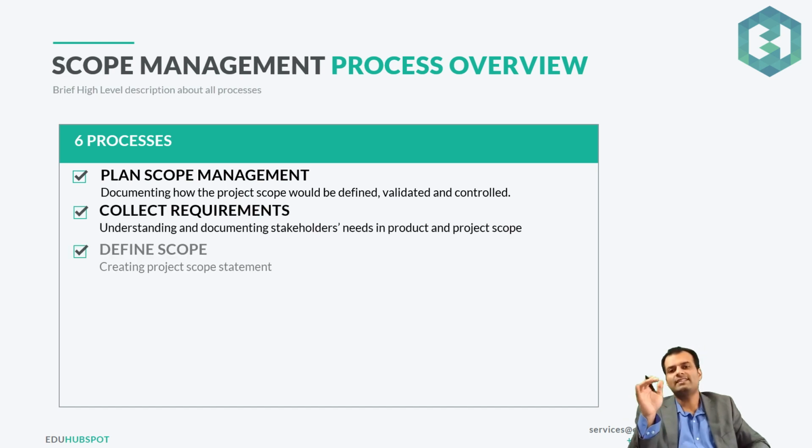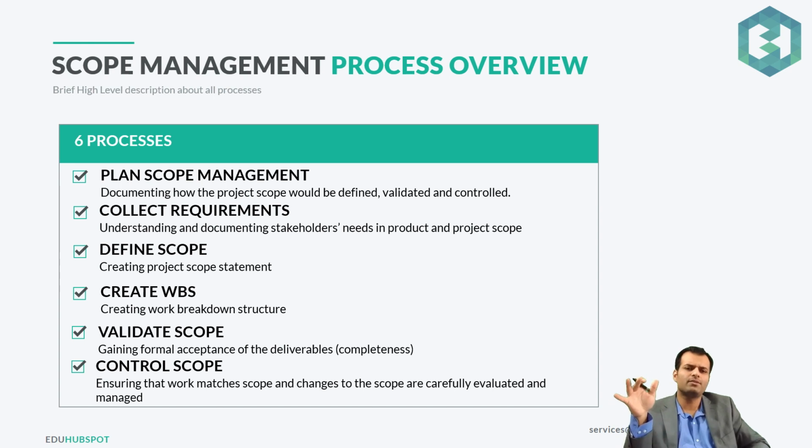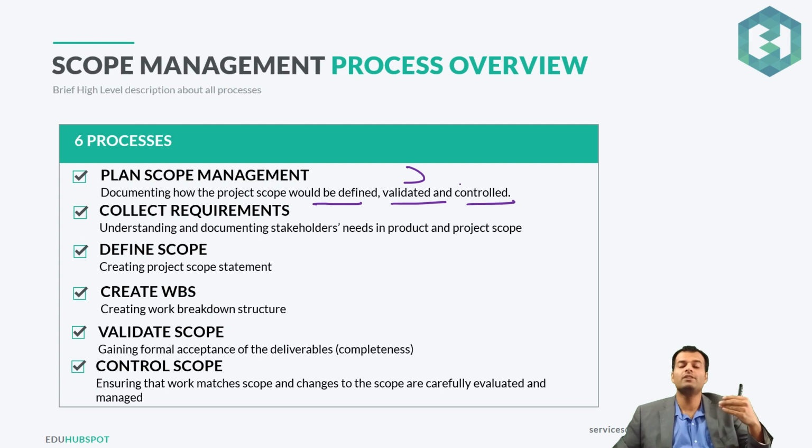Okay, now let's see the high level description of these 6 processes, and then we will go into much more detail about each of these individual processes. So first we have plan scope management. It's documenting how the project scope would be defined, validated and controlled. So again, all these planning processes, it's all about how you will do it. Like how you will create the WBS, how you will define the scope, how you will validate that scope, how you will make sure that you're controlling the changes. So the keyword for these plan processes is always how.